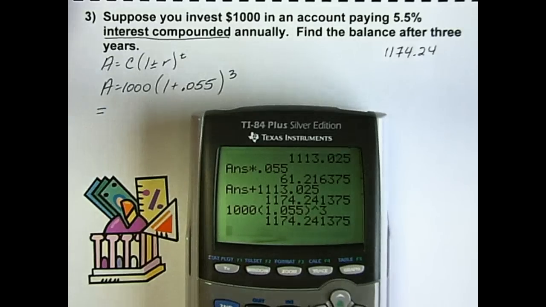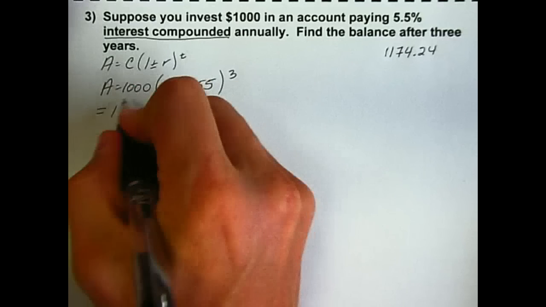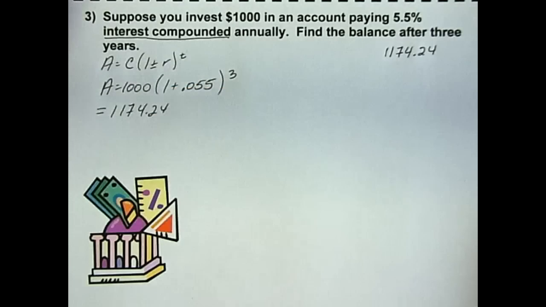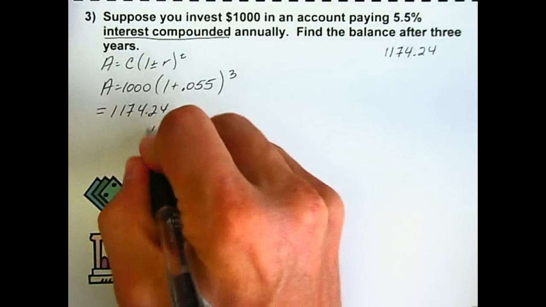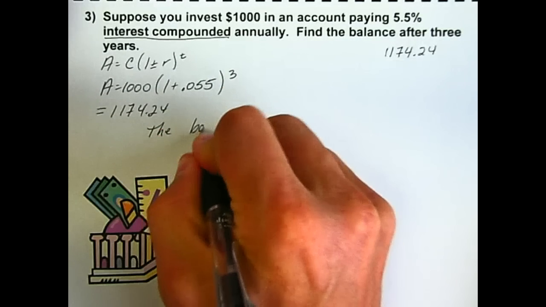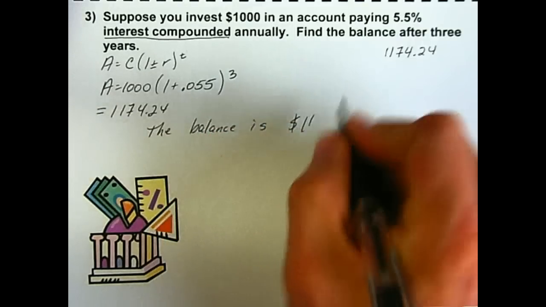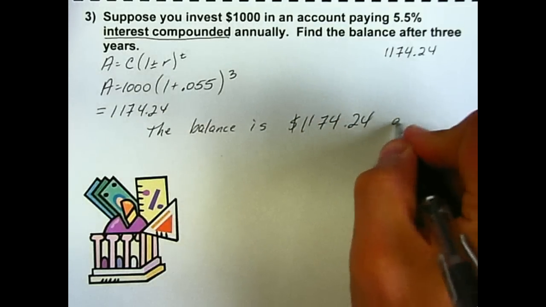Okay, so yeah, that's it. We're going to finish off our question by writing the solution statement out, that the balance is $1,174.24 after 3 years.